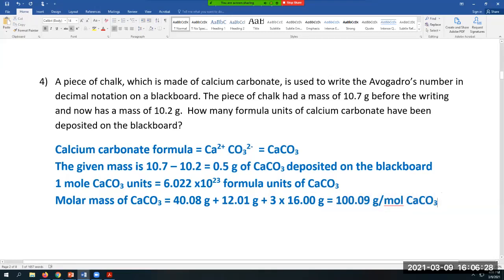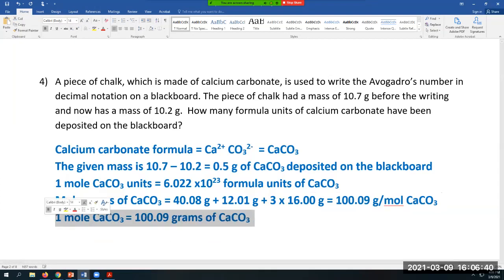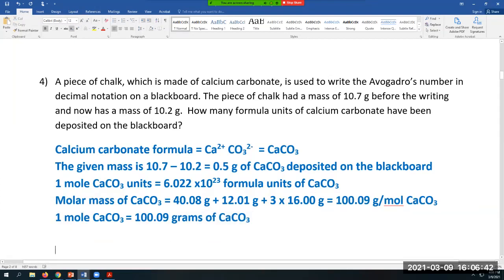So as always, we want to rewrite this mathematically as an equality. And so the molar mass written as an equality will look like this. It's 1 mole of CaCO3 equals 100.09 grams of CaCO3.